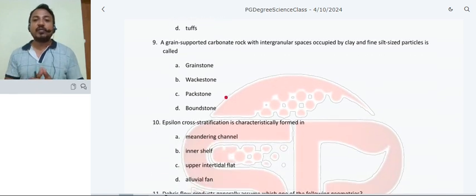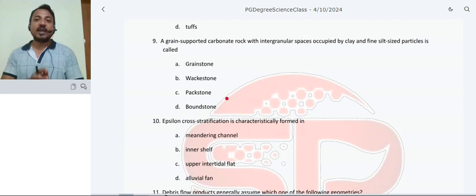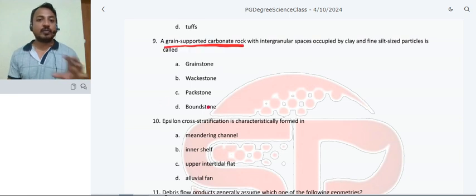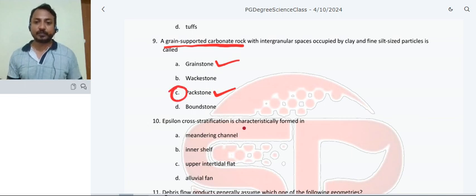Then, a grain supported carbonate rock with intergranular spaces occupied by clay and fine silt size particles. So first thing, a grain supported carbonate rock. According to Dunham's, we have two grain supported carbonate rocks: one is packstone, another is grainstone. Grainstone contains no mud or very little mud, less than 10% mud. Packstone contains more than 10% mud. As it is asking about intergranular spaces occupied by clay and fine silt size particles, it indicates that it contains mud, so it will be packstone. So the answer will be packstone.